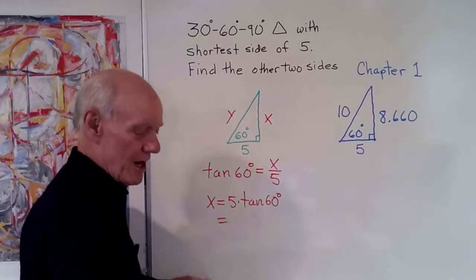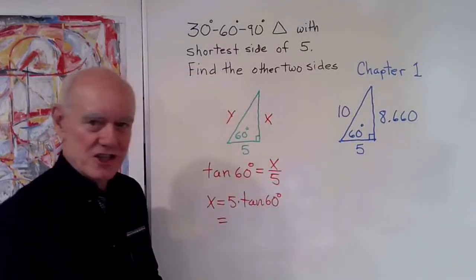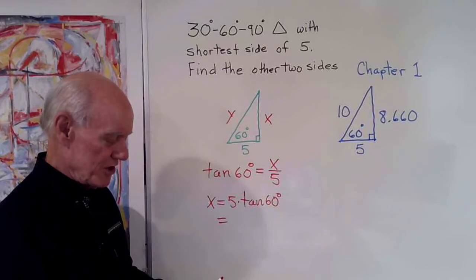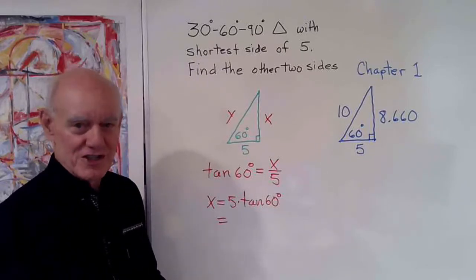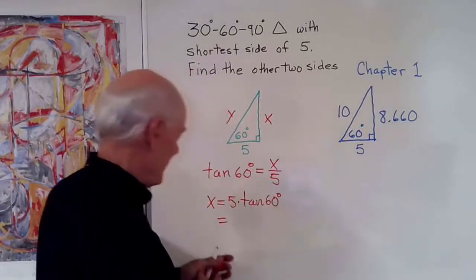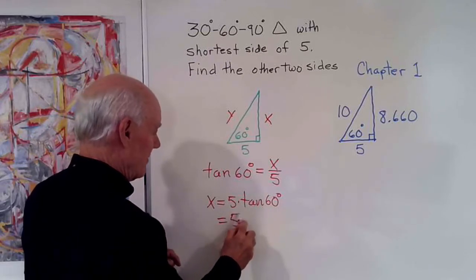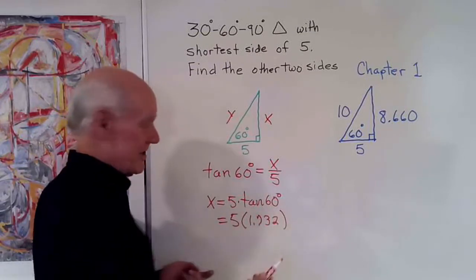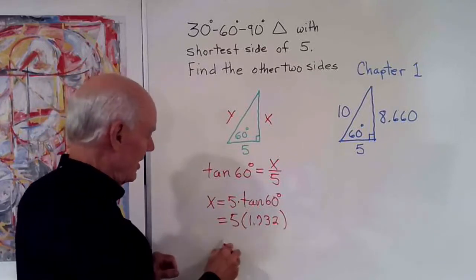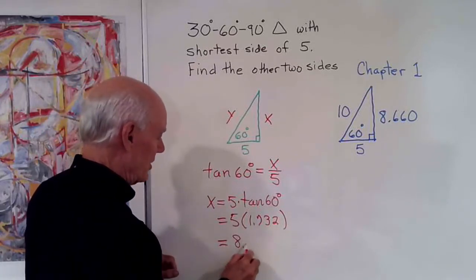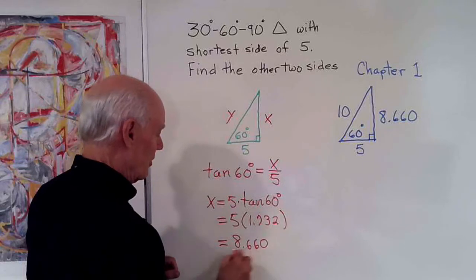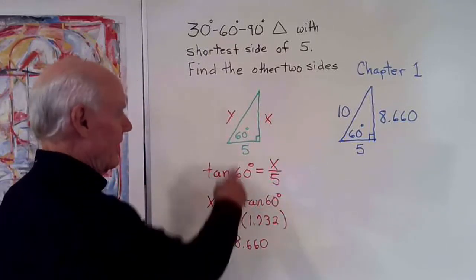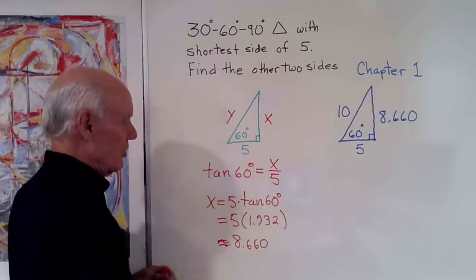So now look what happens when I look up tangent 60 on the calculator. So I'll do 60 and then press the tangent button, 1.732. Okay, so 5 times 1.732, and that's the same thing I got in chapter 1, and so that's equal to 8.660 approximately.